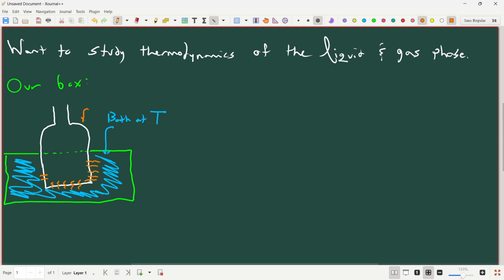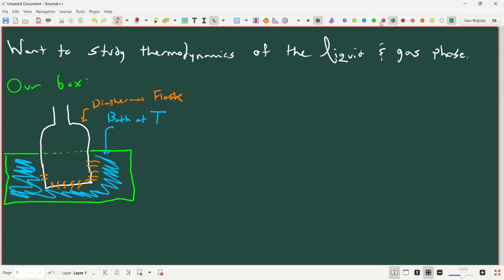Right, so we have a diathermal flask. But we're going to leave the top open. We're going to leave the top open to maintain a constant pressure. Inside of this flask is some material.